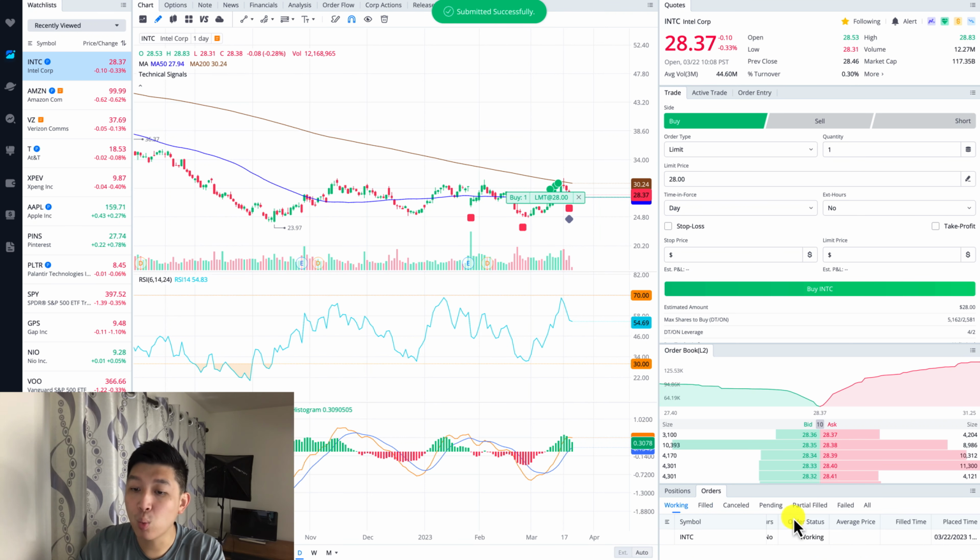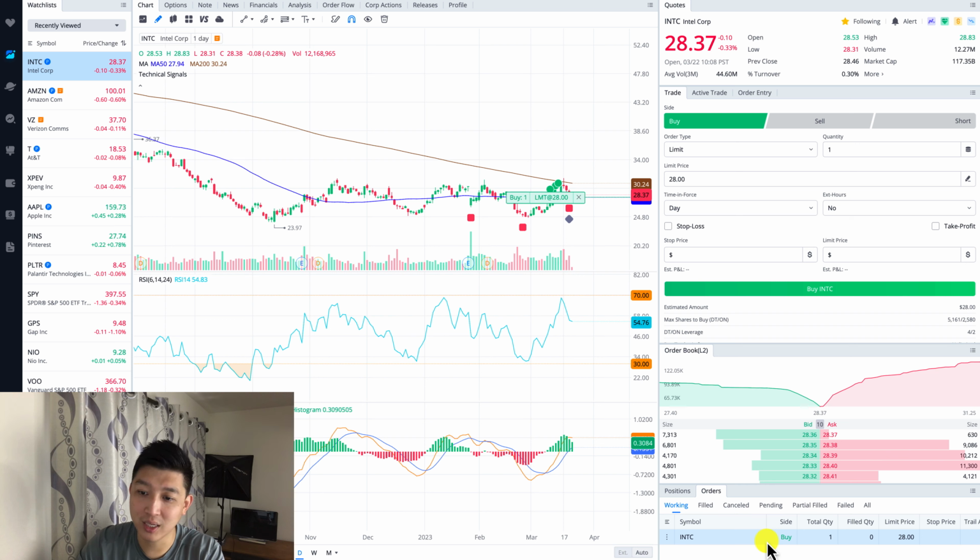So let's say I'm buying this at $28 and hit buy. Now it's going to be in my working orders. Notice that the reason I'm using this desktop app is because it's easier for you guys to see, but this is also doable on the mobile version. On the mobile app, you'll see the working field and all this, but it's just on a smaller screen. So right now, Intel is a working order, so it's never going to execute until it hits $28 or less.